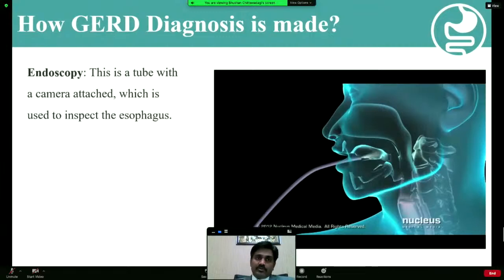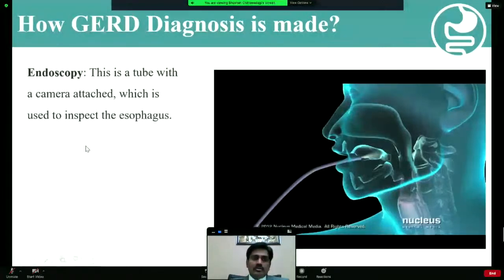One of the very common, or I'll say one of the main modalities of diagnosing GERD is an endoscopy. Endoscopy is a very commonly known investigative procedure, done day in and day out. Endoscopy is nothing but a long tube with a camera at the tip, so that we can see what is happening inside your food pipe and stomach. This is the endoscopy. I'll show you a brief video.